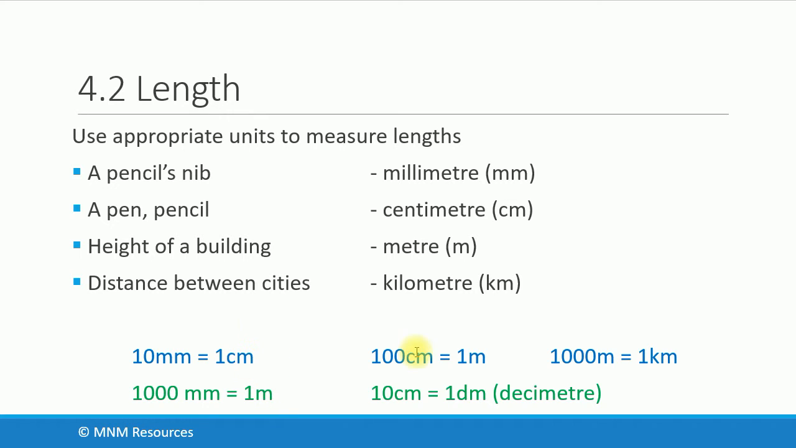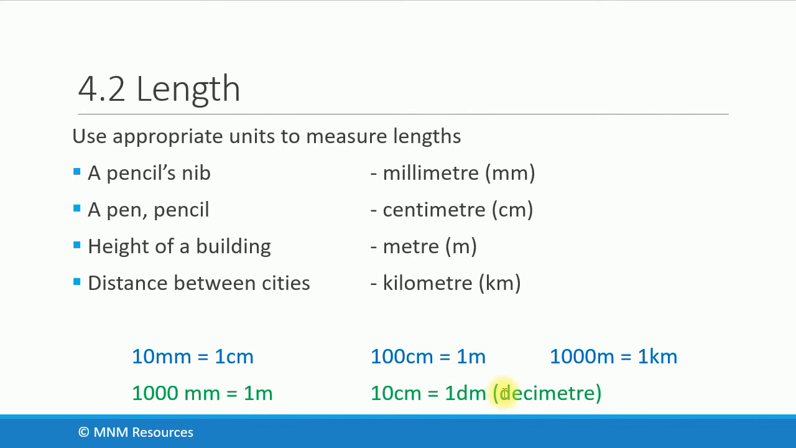Because 1 centimeter is equal to 10 millimeters and 100 centimeters is equal to 1 meter, if you multiply this by 100, that will become 1000 millimeters, and this side if you multiply by 100, that is 1000 centimeters, but 1000 centimeters is equal to 1 meter. So you can say 1000 millimeters is equal to 1 meter.